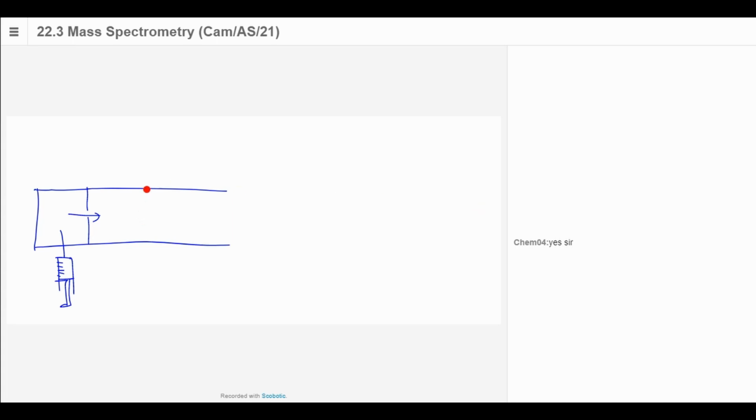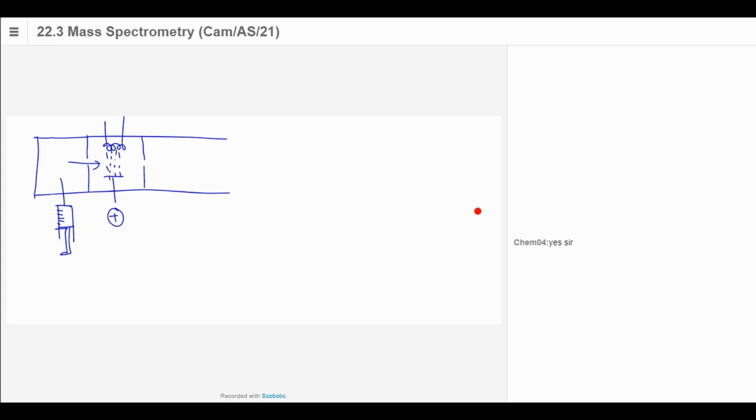In the ionization chamber, there is an electron gun which shoots electrons at a very high velocity towards a positive plate. And these electrons knock the molecule or the atom and remove an electron from it. Now, 99.9% of the time, one electron is knocked off from the molecule or the atom, and rarely 2 electrons can be knocked off. Now, here is how the electron is knocked off.